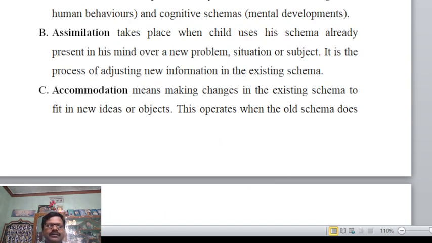What do you mean by accommodation? Accommodation means making changes in the existing schema to fit in the new ideas or objects.